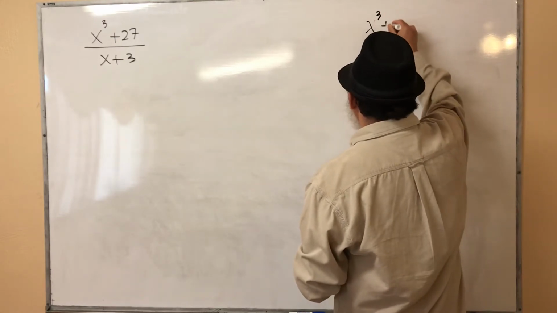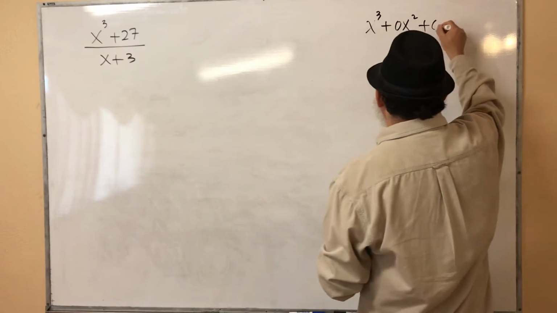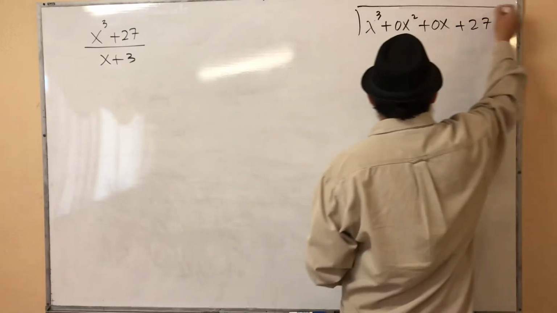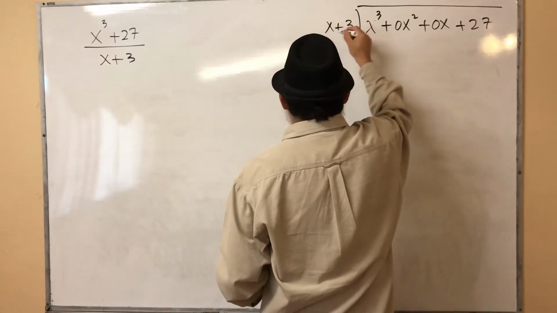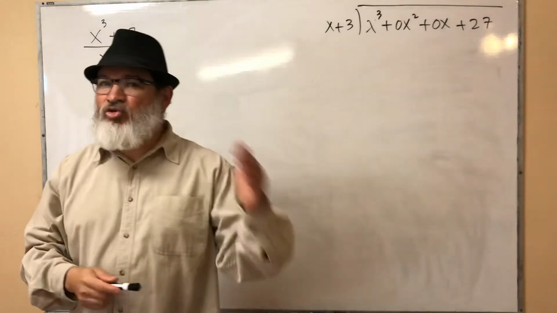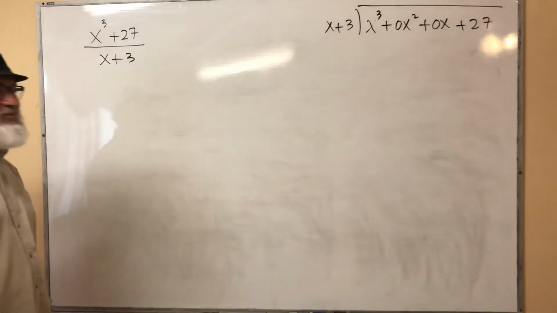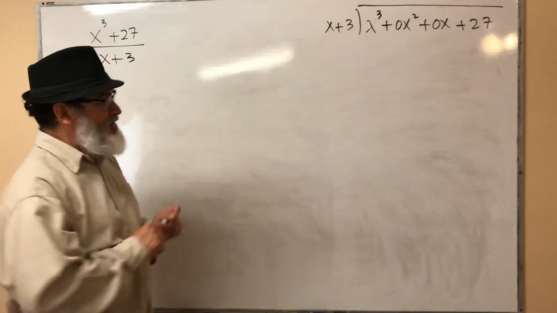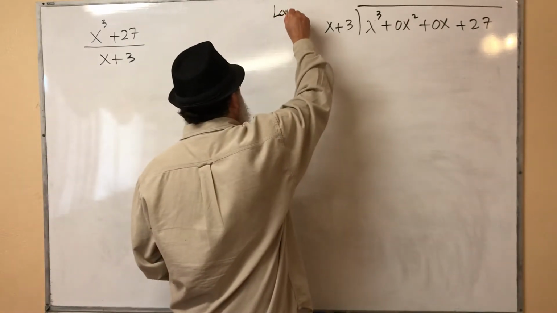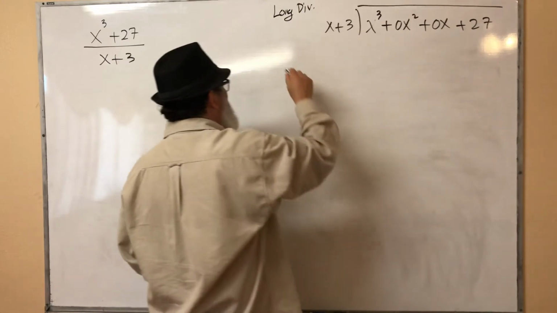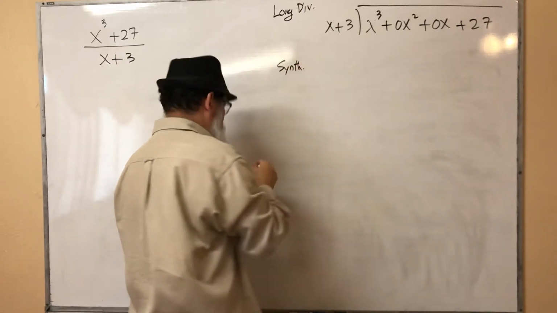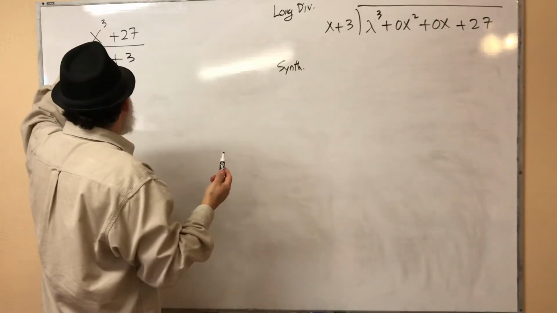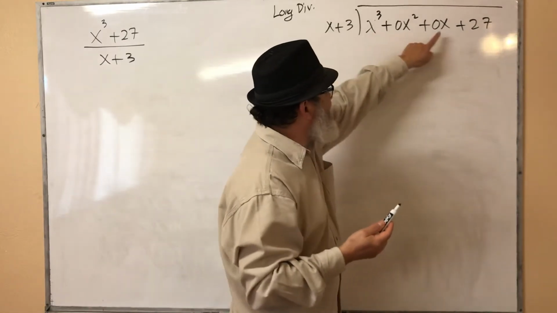x cubed plus 0x squared plus 0x plus 27 divided by x plus 3. This is long division. And then you go through the process. If you do it with synthetic division, you also write the missing terms. What are the missing terms? That's a missing term and that's a missing term.